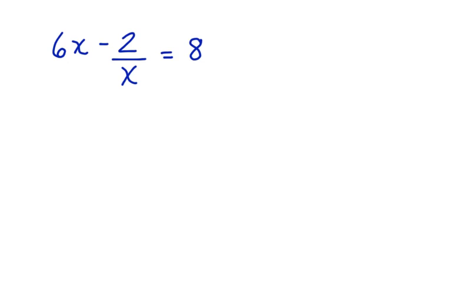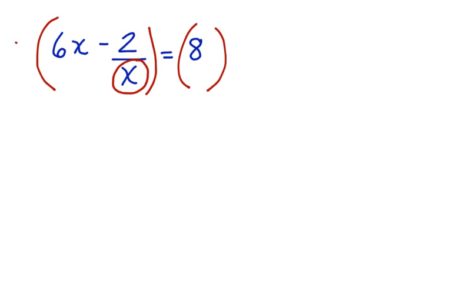6x minus 2 over x equals 8. You can see we don't have a proportion here. We can't solve this problem by using a proportion. What we have to do is clear this denominator. We need to get rid of it. In order to clear it, we're going to multiply both sides of this equation by x. So watch what happens when we do that.